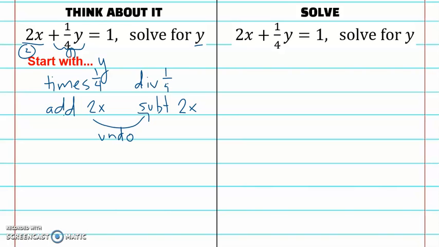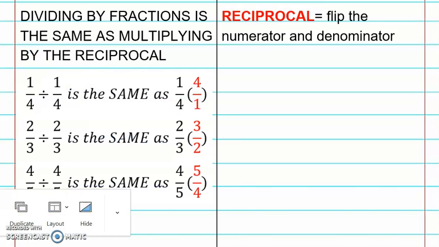And funky things start happening when we say divide by a fraction. We do crazy things. So I want us to pause right here before we solve. I want you to look at this page here. Write this down. Pause it as long as you need. Dividing by fractions is the same as multiplying by the reciprocal.